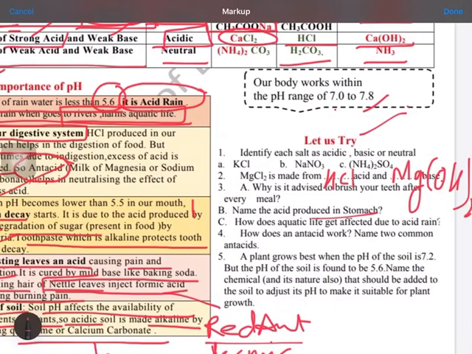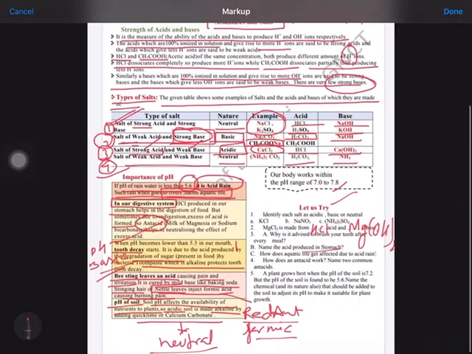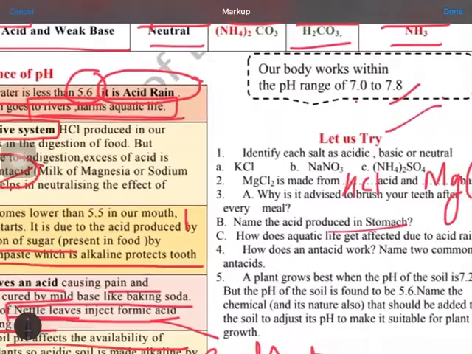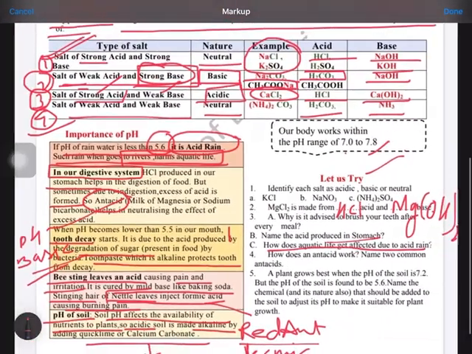How do aquatic life get affected due to acid rain? The acid rain changes the pH of the water, and this change in pH of water results in the inactivity of these aquatic organisms because their body is adapted to a particular range of pH, and this acid rain decreases the pH of the water, which will result in the death of these aquatic organisms.